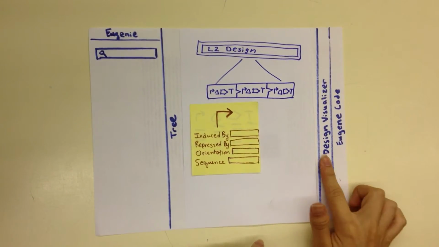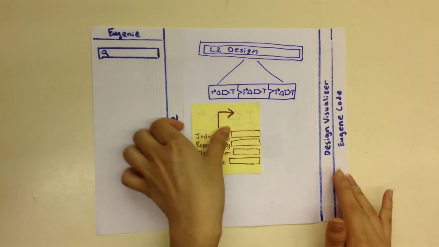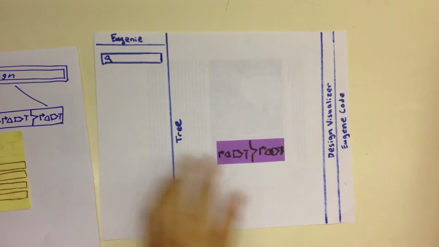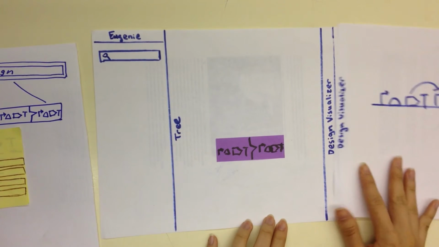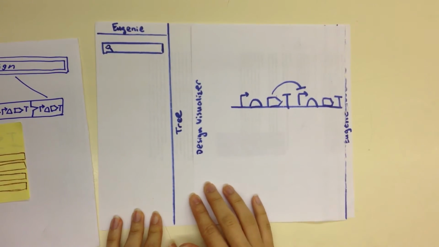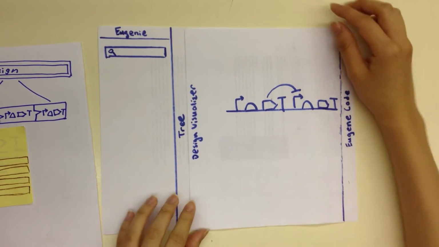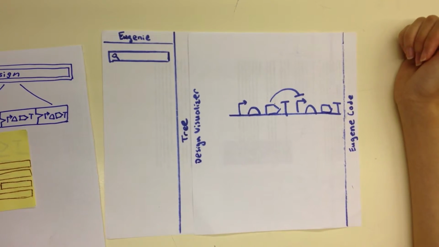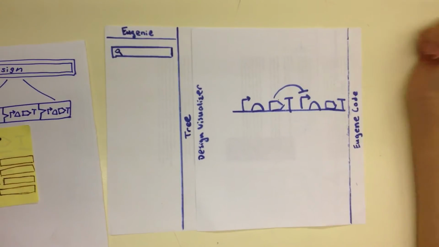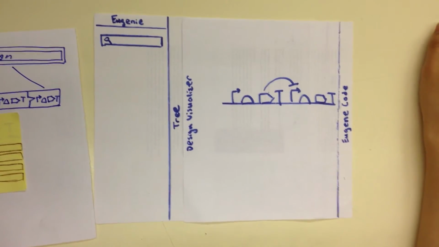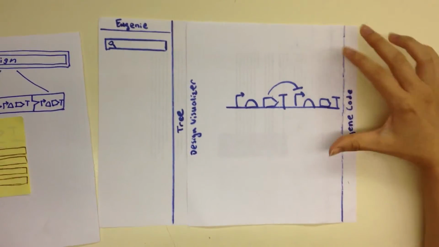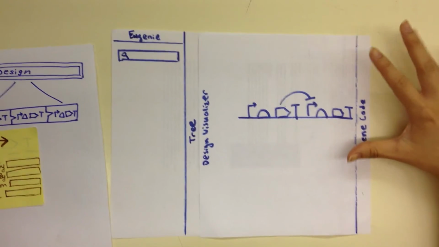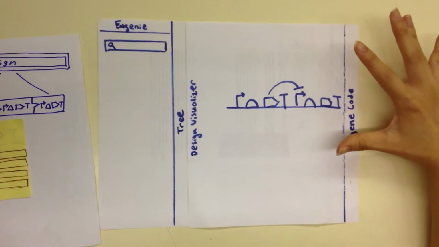But we also have these two other panels. The next one is the design visualizer, which basically shows the behavior of the parts that make up the design you created in the tree view. So this is basically a visualization of the behavior of the parts.